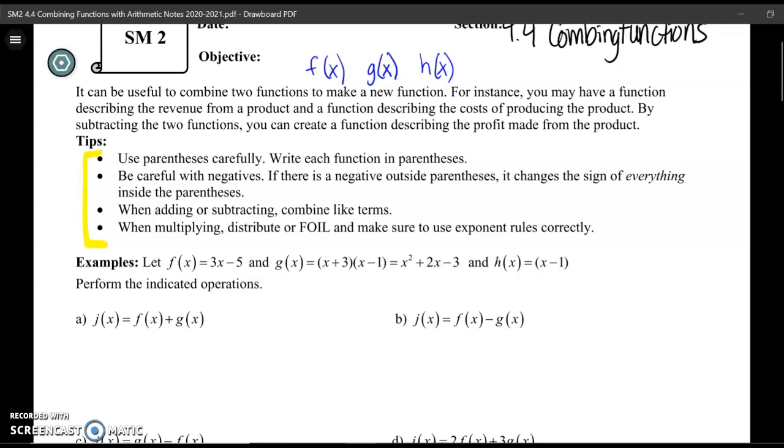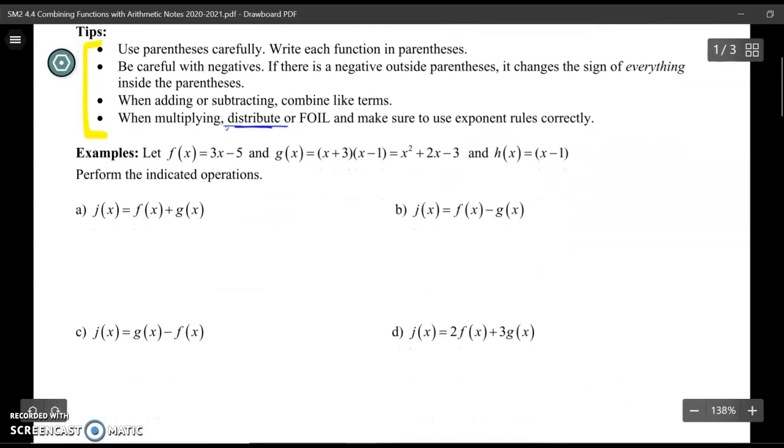And then the next two tips are just about specific kinds of combining. When you're adding and subtracting, remember the big idea is to combine like terms. And when you're multiplying, you are going to be distributing a lot, and make sure you use your exponent rules correctly. So let's just jump into some examples. I want to make sure that we are using these tips appropriately.